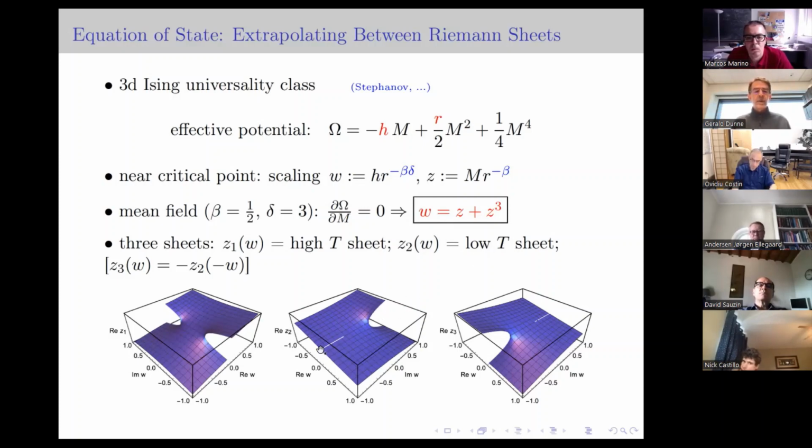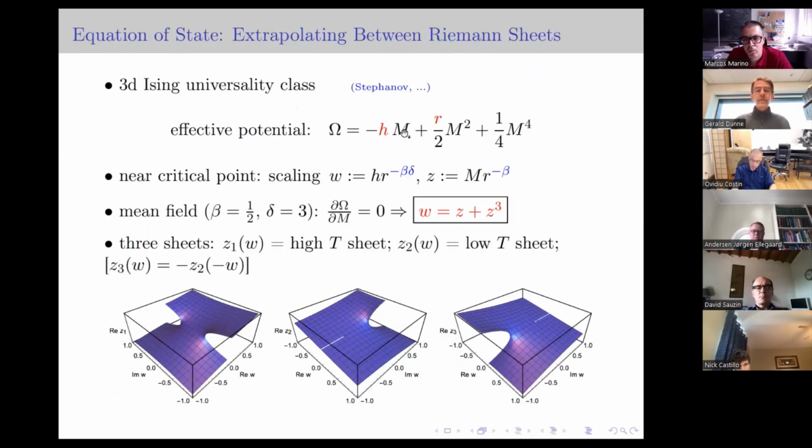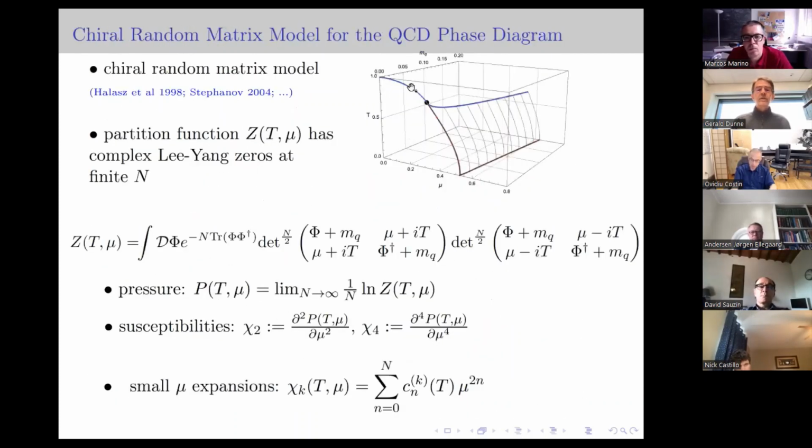This is some Mathematica artifact, so don't worry about that. It just has one cut. And there's a third sheet, but it's related to the second sheet by this obvious symmetry. So we really need to think about two sheets. Physically, they correspond to the behavior at high temperature or at lower temperature as a function of mu. So the behavior at high temperature or low temperature, depending on where you are in mu, is quite different.